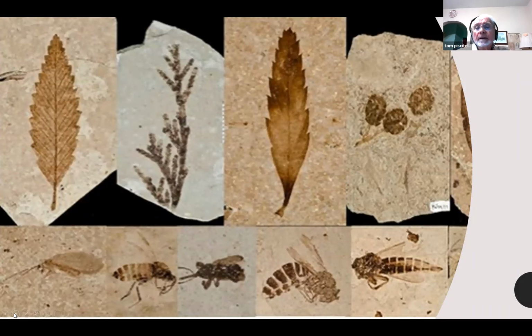Florissant Fossil Beds National Monument in Colorado are also from the Eocene epoch. These beds preserve many types of plant and insect fossils. As you can see, all these different fossils in the picture. Next slide, please.